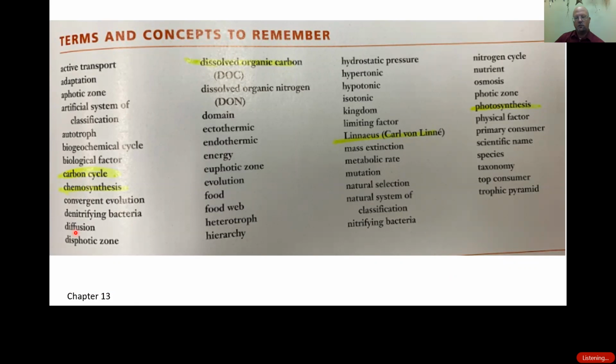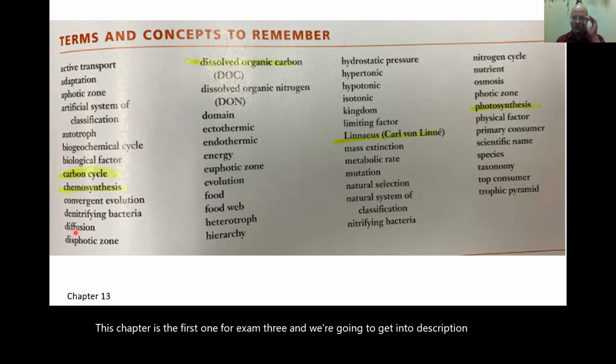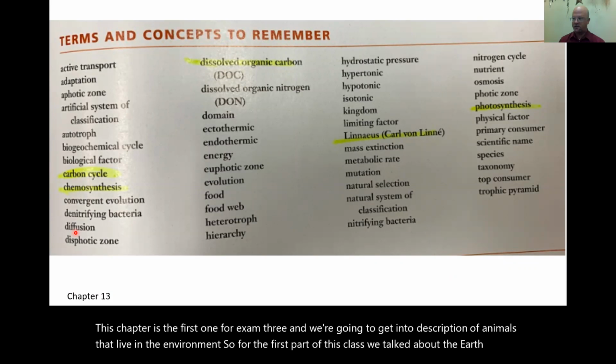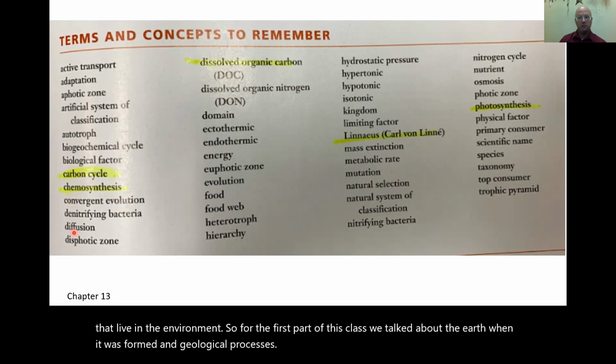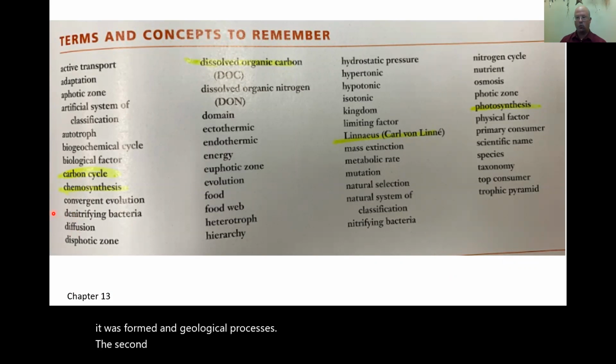This chapter is the first one for exam 3, and we're going to get into description of animals that live in the environment. So for the first part of this class, we talked about the earth, how it was formed and the geological processes. The second part was the ocean, the water, features and qualities of the water. And now we're going to get into the animals.